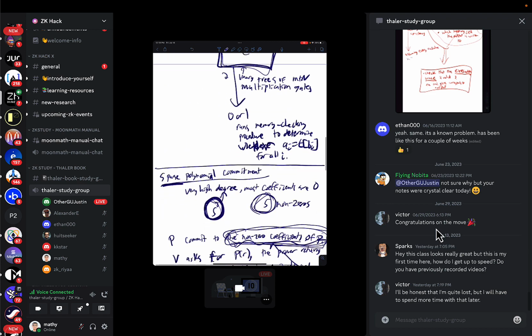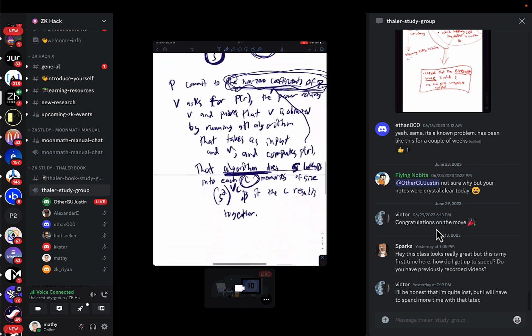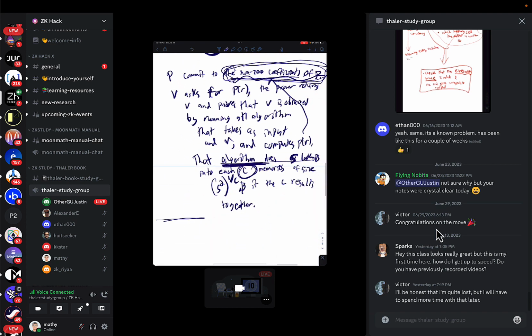Okay, so that is the context for why we're talking about memory checking today. And with that out of the way, I'm now going to dive into Blum et al.'s solution to the memory checking problem. But let me pause here and see if anyone wants to ask any questions.